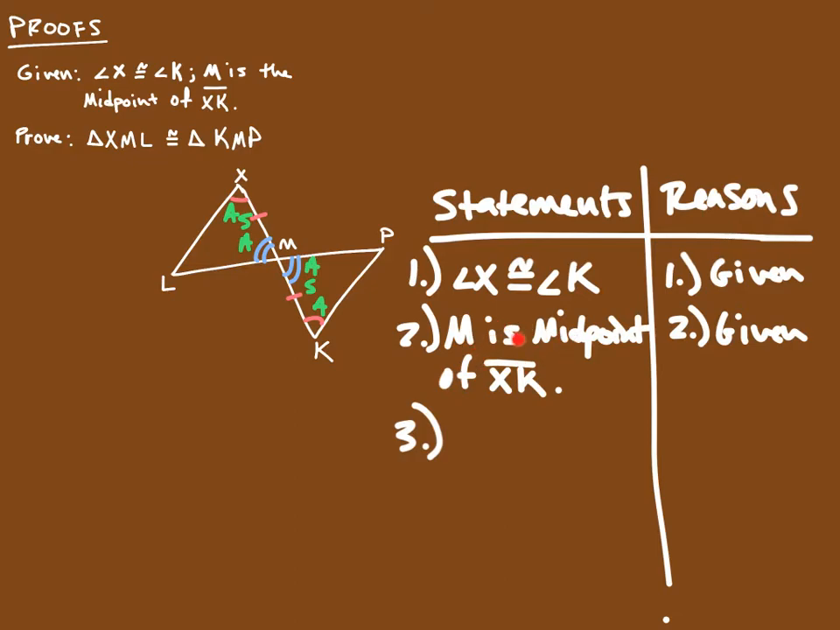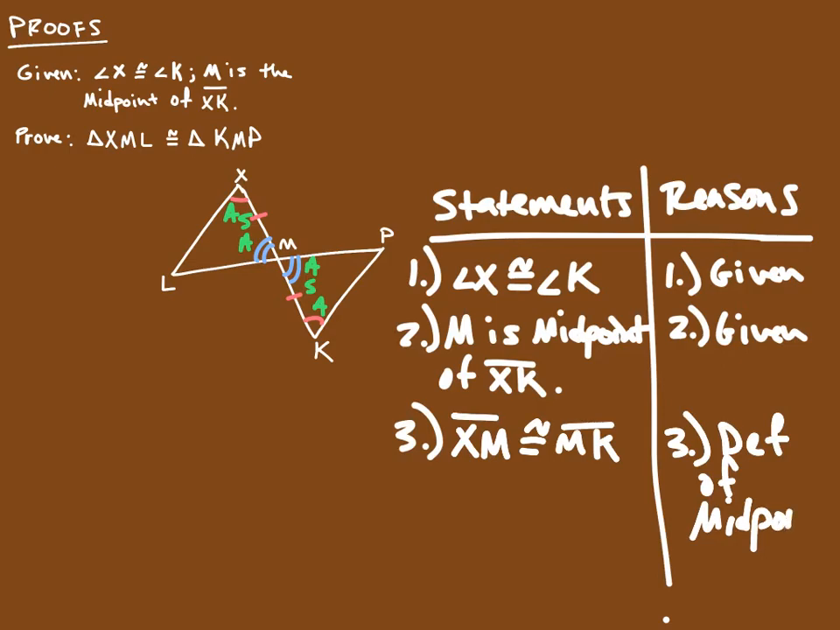Okay, so knowing that M is the midpoint of XK, what I can conclude is that the segment length of XM is congruent to the segment length of MK. So I'm going to write that XM is congruent to MK. All right, and the reason I know that is that's the definition of a midpoint, okay? That's what a midpoint does. It cuts something into two congruent parts, and we can say that those are congruent, all right?